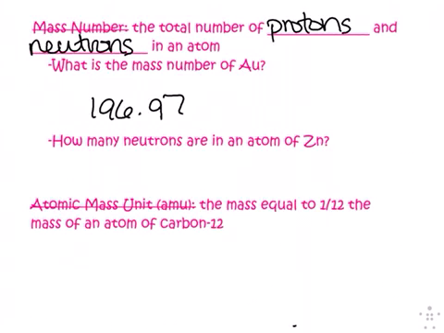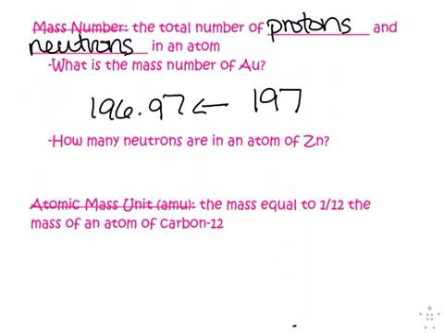Okay, so for our current purposes, this will change in a couple weeks, this mass number will need to get rounded to the nearest whole number. So in this case, this will get rounded to 197.